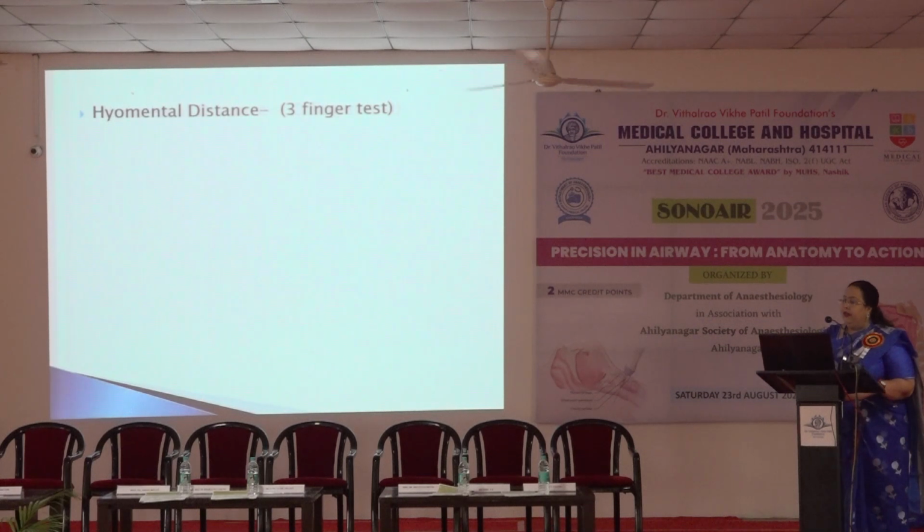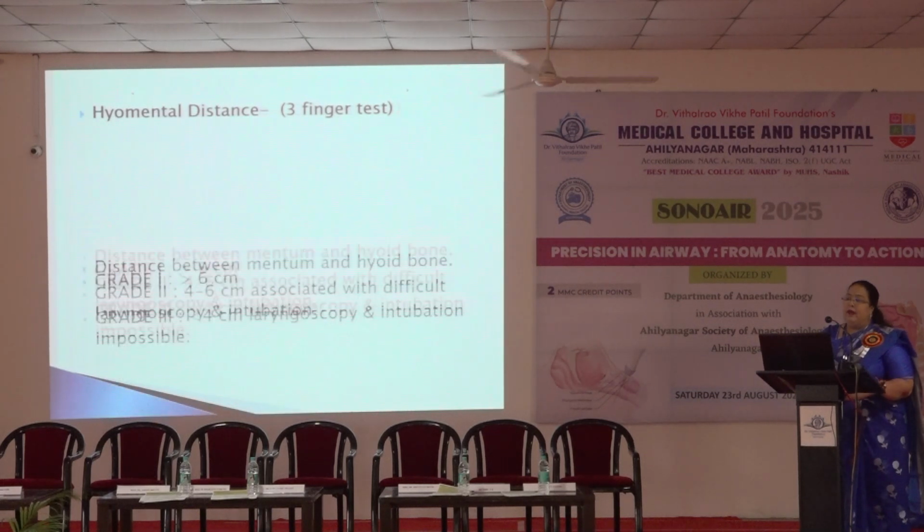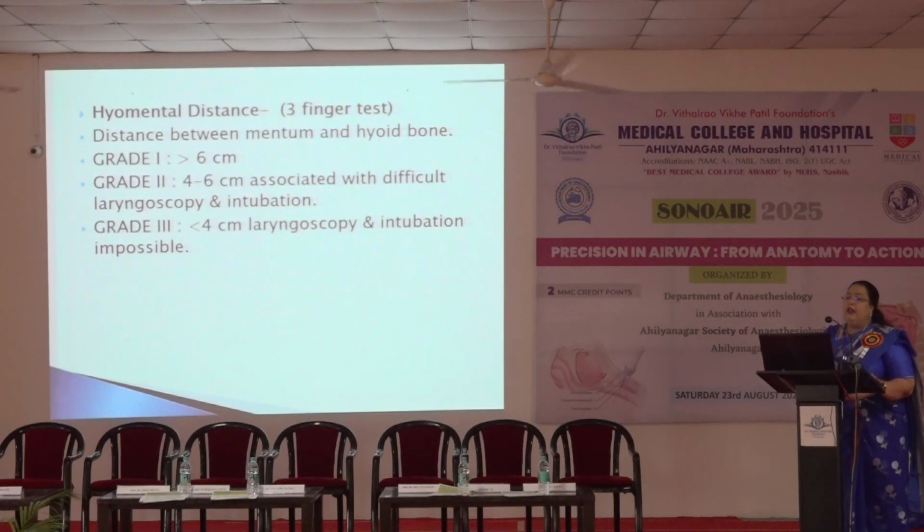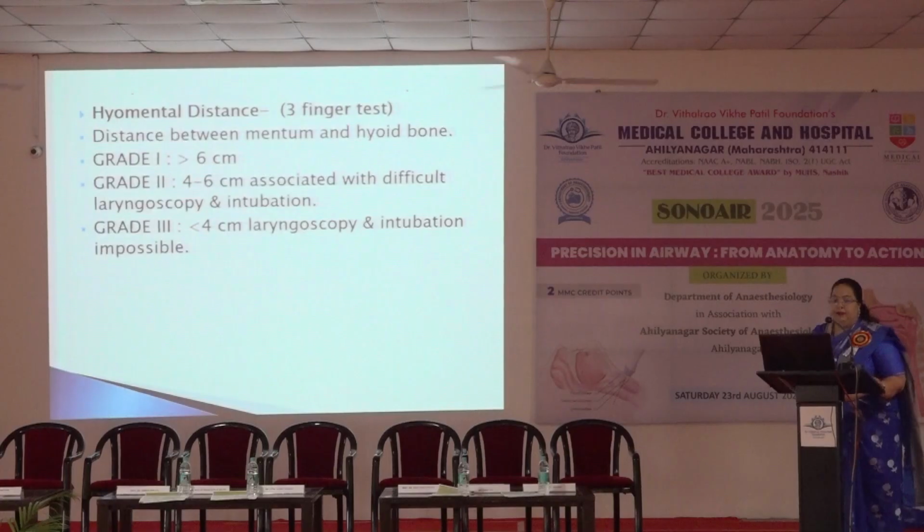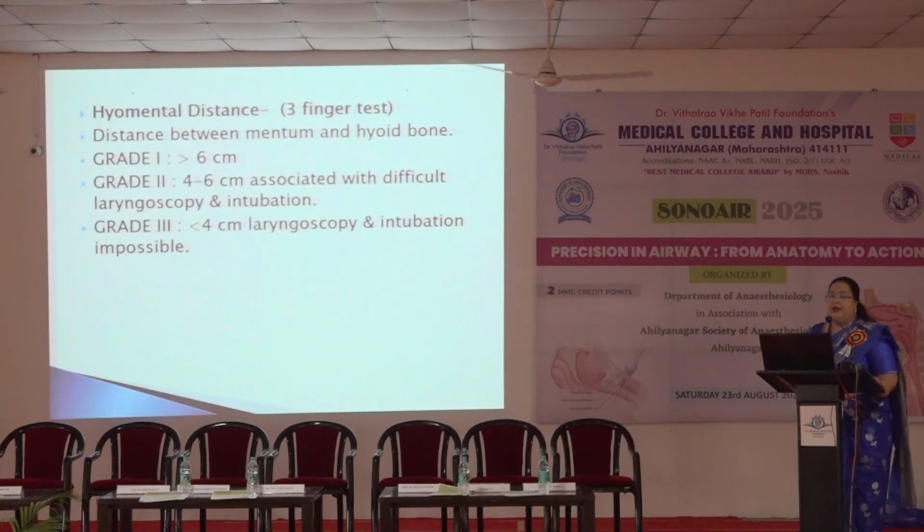Then coming to hyomental distance, it is also a 3-finger test. Here the distance between the mentum and the hyoid bone is seen. Grade 1 is more than 6 cm, which will be normal or easy intubation. Grade 2 is 4 to 6 cm, associated with difficult laryngoscopy and intubation. Grade 3 is less than 4 cm, where laryngoscopy and intubation becomes impossible.